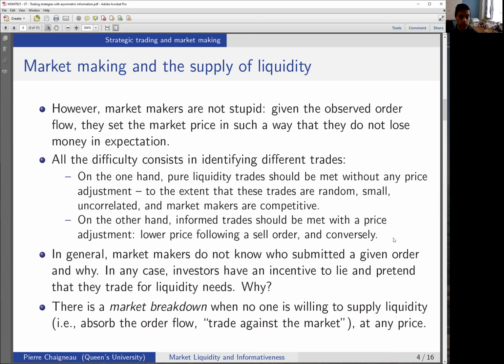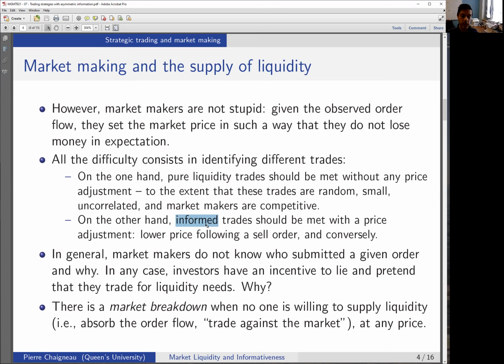But now, of course, the market maker does not know who submitted some market orders and what was the reason behind this market order. So you may say, well, perhaps market makers could simply ask, right? Sometimes the market makers actually know who is submitting an order. So why don't they just ask this investor if the order is liquidity based or information based? But would they really be able to do that?